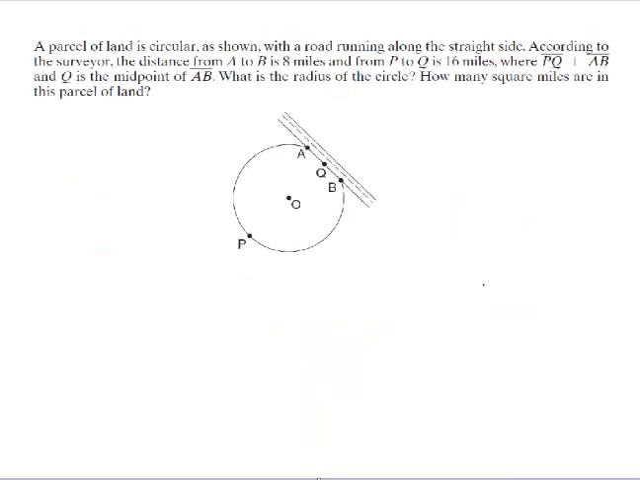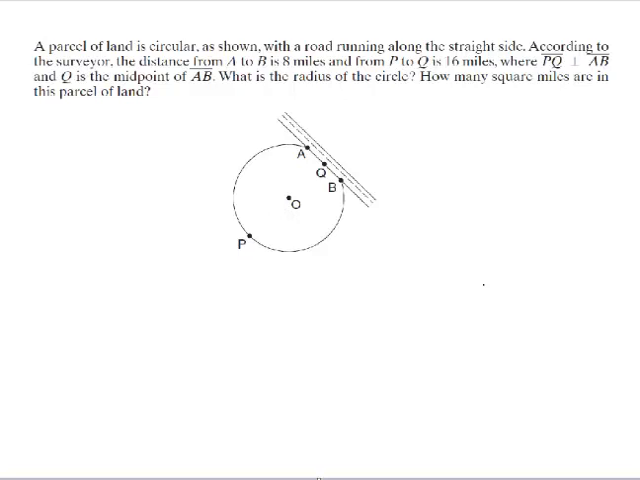A similarly interesting one, these are all applications, which really make them interesting, because you can see they have real-life applications here. A parcel of land is circular, as shown, with a road running on its straight side. According to the surveyor, the distance from A to B, this line, is 8 miles, and from P to Q is 16 miles, where PQ is perpendicular to AB, Q is the midpoint. What's the radius of the circle? And how many square miles is the parcel of land, the whole circle?